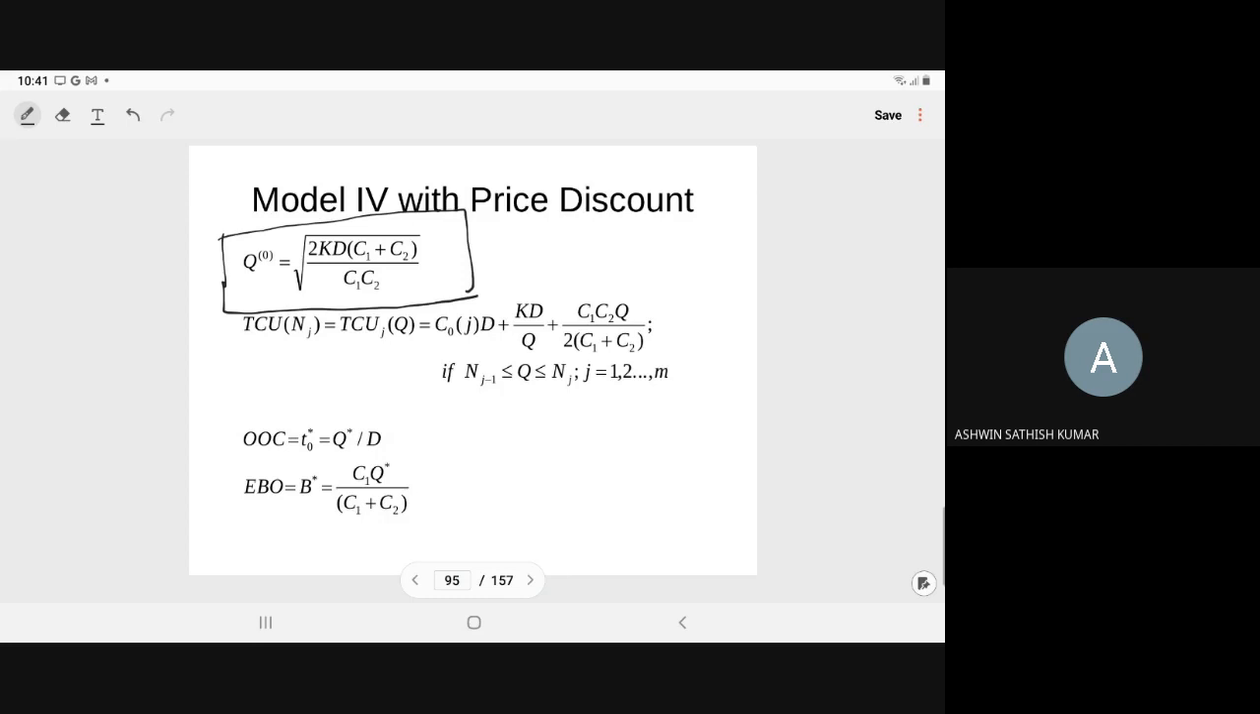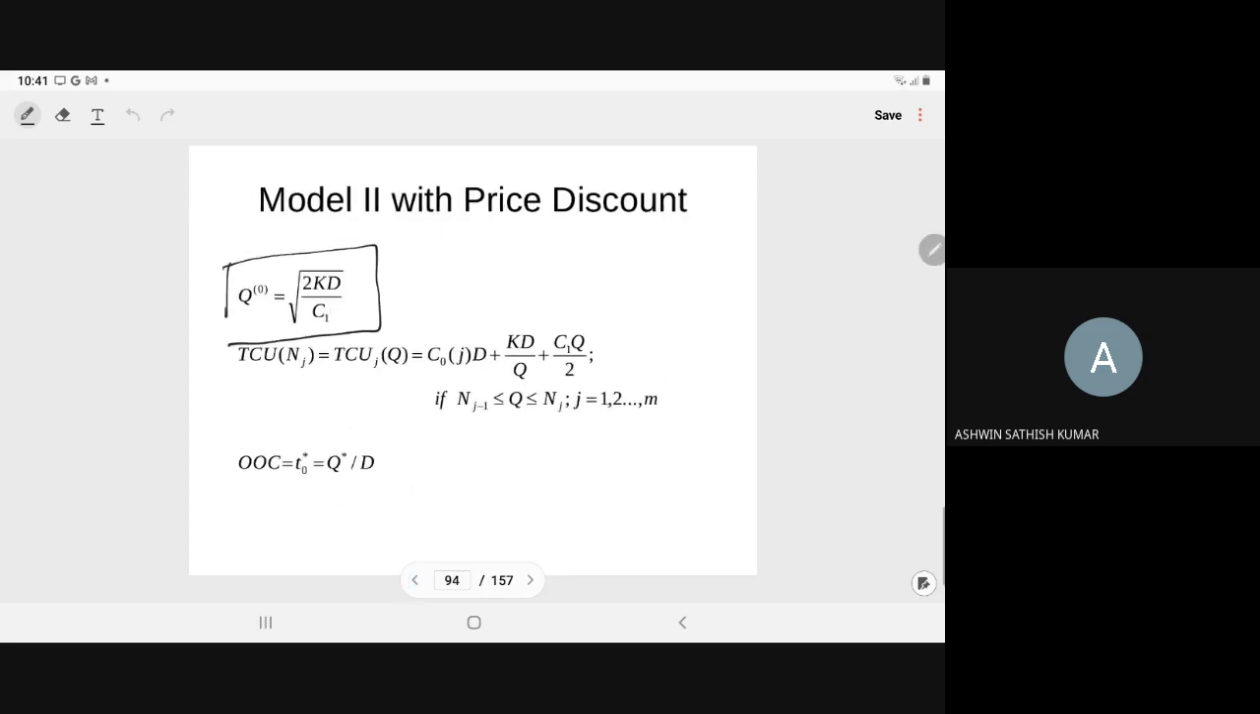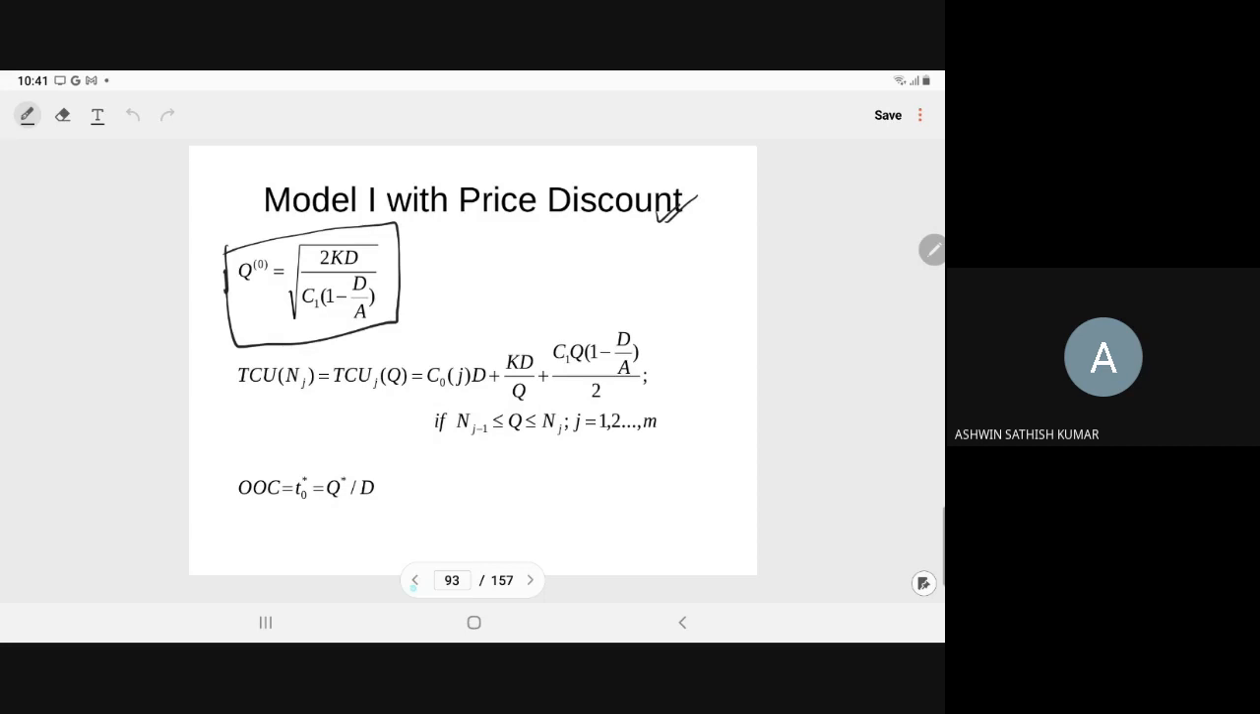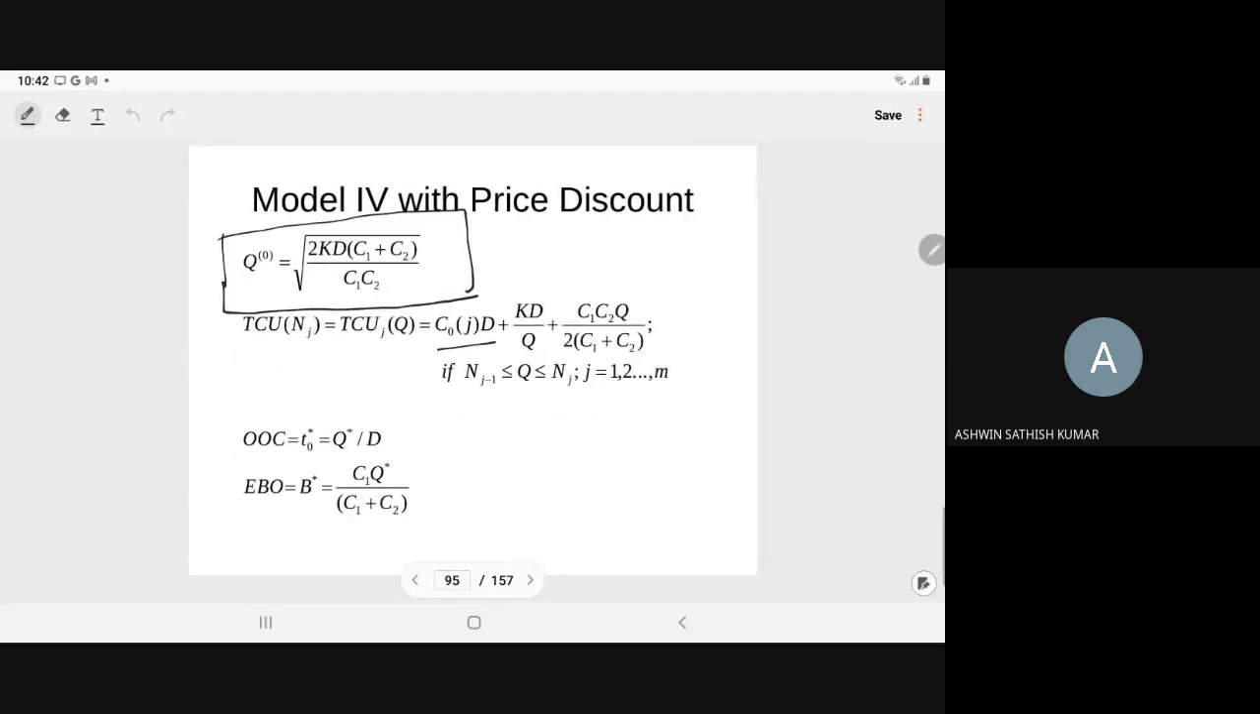Can you show the previous slide once? The model 2 with price discount. Yes, thank you. So we have the same expression, only this is the C naught D plus FQ for model 2. In this, we have C naught D plus FQ for model 1, and here we have C naught D plus FQ for model 4.